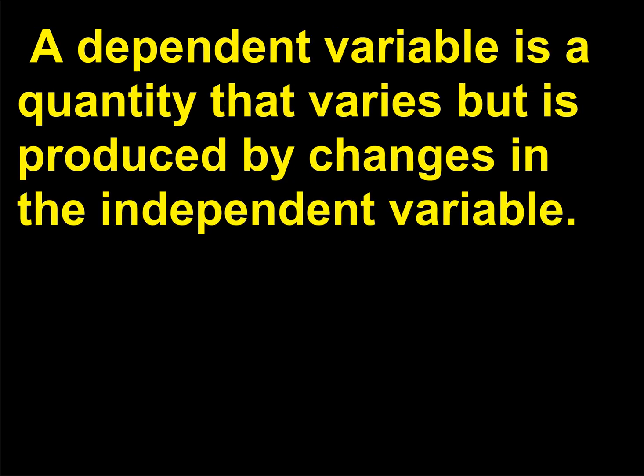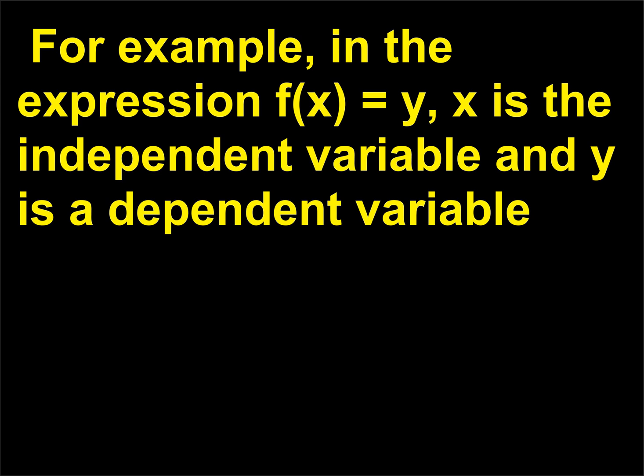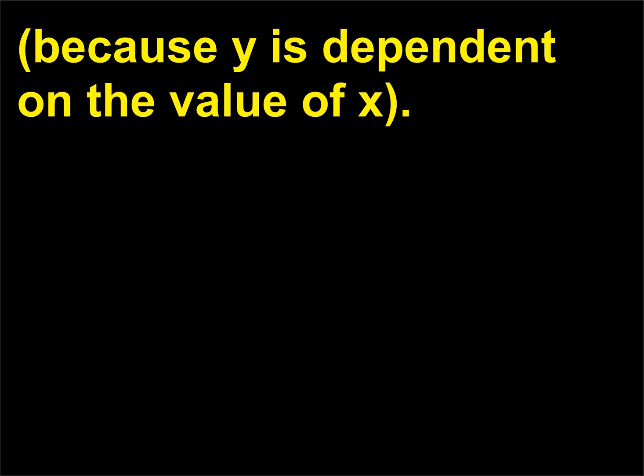A dependent variable is a quantity that varies but is produced by changes in the independent variable. In other words, the dependent variable's value is dependent on the independent variable. For example, in the expression f(x) = y, x is the independent variable and y is a dependent variable, because y is dependent on the value of x.